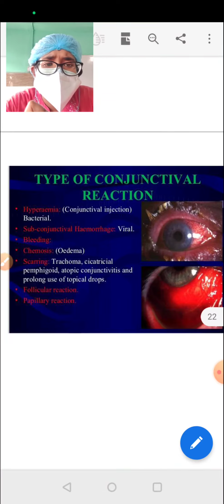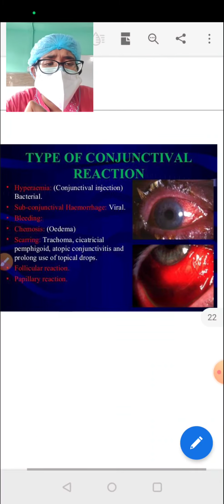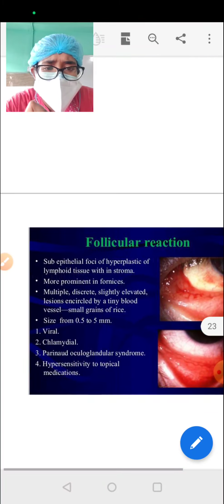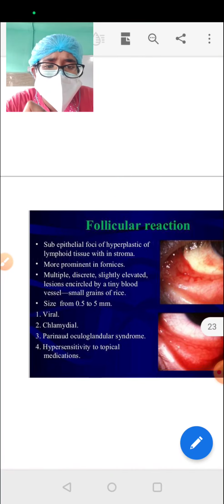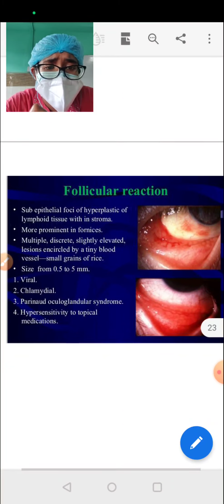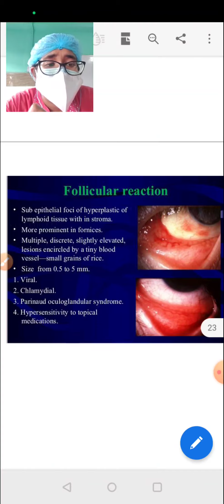And other reactions are follicular or papillary. Follicular is mainly seen in cases of viral and chlamydial diseases, and many times hypersensitivity to some local agents or local drugs also. Now, what are follicles, you need to know. The hyperplasia of the adenoid or lymphoid tissue layer of the conjunctiva is the follicles. They look like small grains of rice in the palpebral conjunctiva.